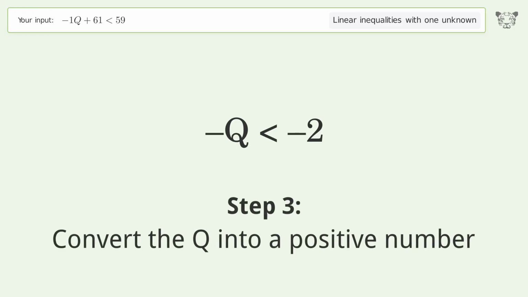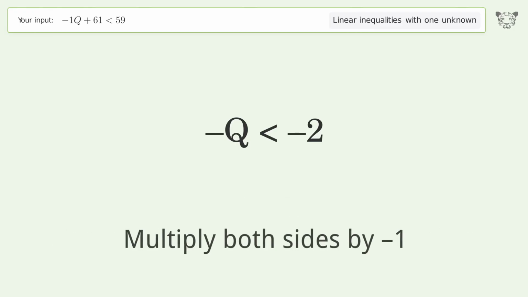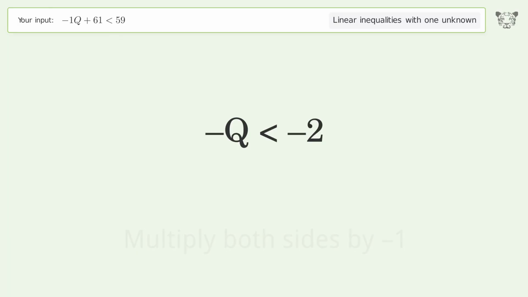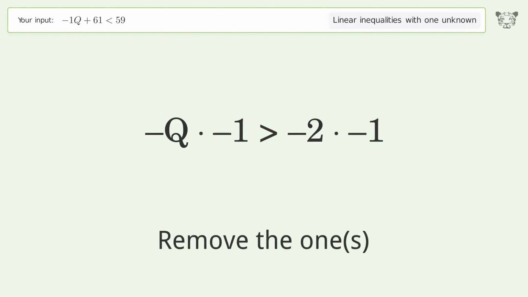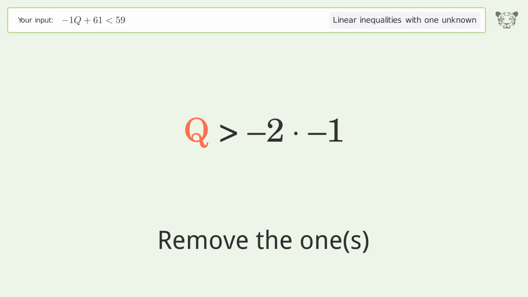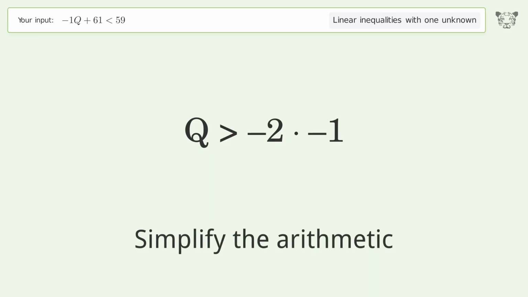Convert the q into a positive number. Multiply both sides by -1. Whenever you multiply or divide by a negative, reverse the inequality sign. Remove the ones. Simplify the arithmetic.